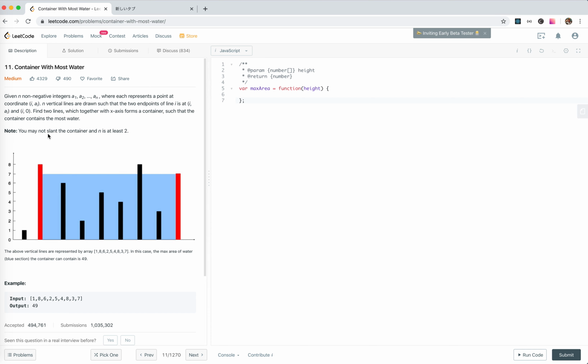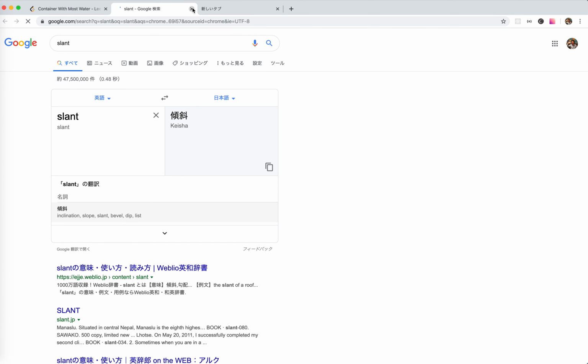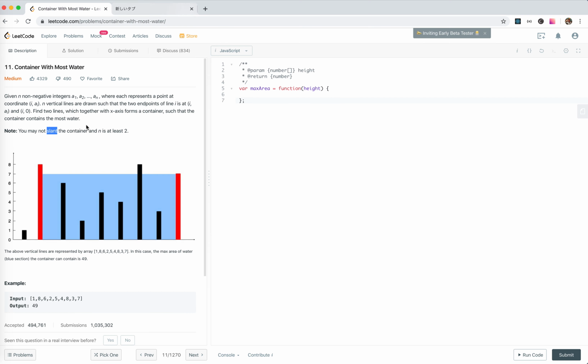You may not slant the container. What is slant? God, I don't know what slant means. Oh, so it's vertical. Slant means to make it not vertical.